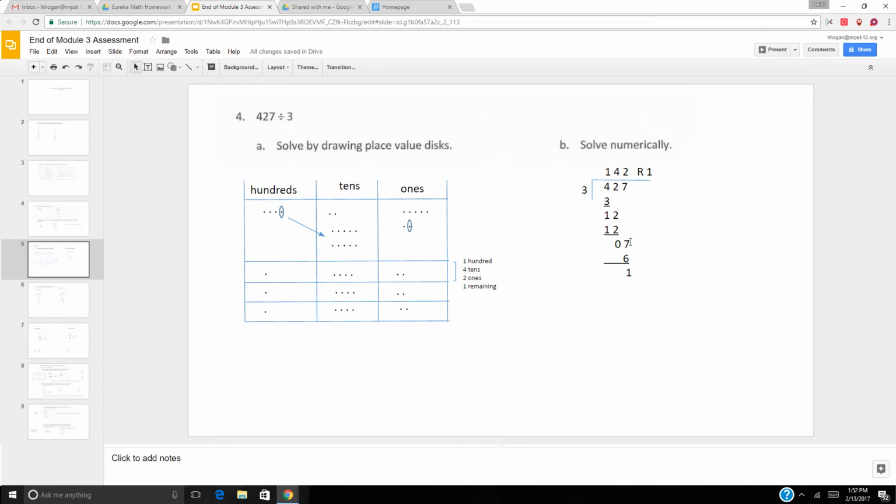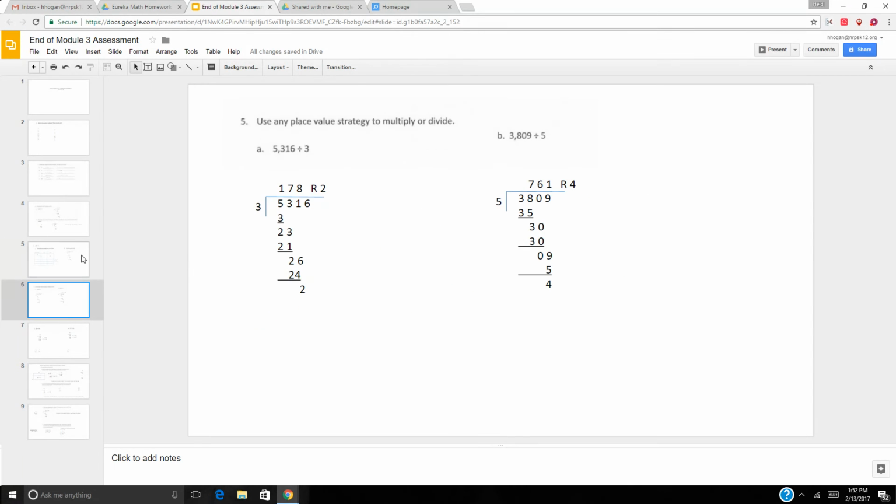We do the ones. 7 divided by 3 is 2. 2 times 3 is 6. 2, 4, 6, with 1 remaining. So we have 142 with 1 remaining. So it matches. Any place value strategy to multiply or divide.